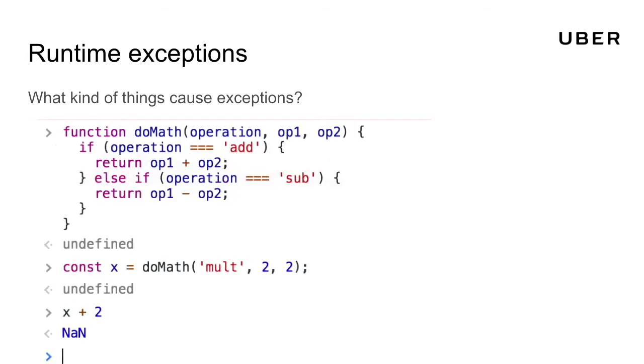There are other things though too, right? Like control flow. So here we have this silly function called doMath. It handles adding and subtracting. But if we pass in an option for doing multiplication, we get undefined, and then later on in our program we use it, and then we see NaN all over the place. It's just not fun.